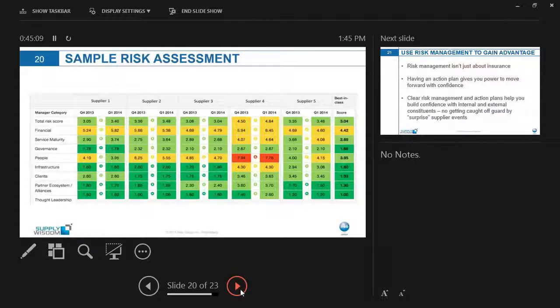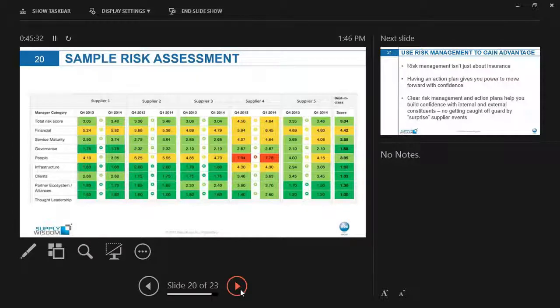So let me show you a sample risk assessment. And again, I told you earlier that NEO uses a particular model. So you can see our category scores for a supplier down the first column here under the categories. And you can see that we've tracked 5 suppliers here. And then in NEO's model, we actually classify a best-in-class score.